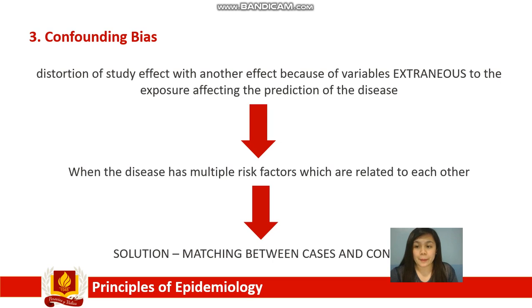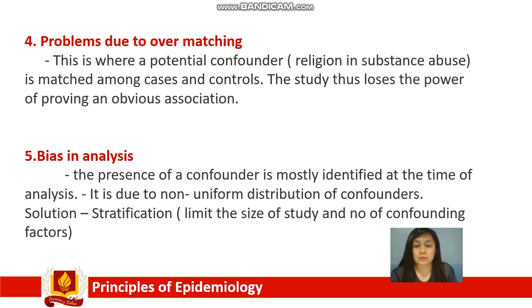Third is the confounding bias, where there is distortion of a study effect by another effect because of variables extraneous to the exposure affecting the prediction of the disease. It has multiple risk factors which are related to each other, and the solution will be matching between cases and controls. Fourth is the problems due to overmatching. This is where a potential confounder is matched among cases and controls. The study thus loses the power of proving an obvious association.